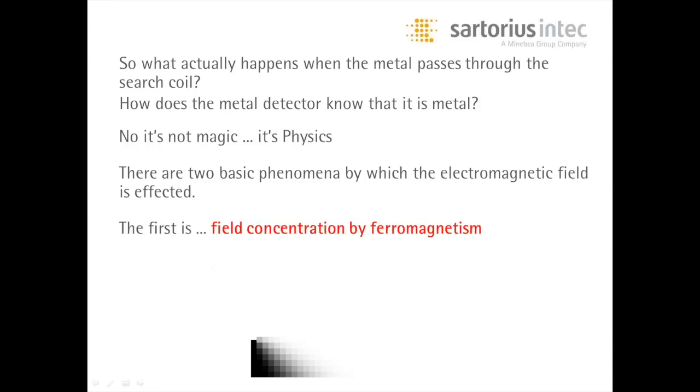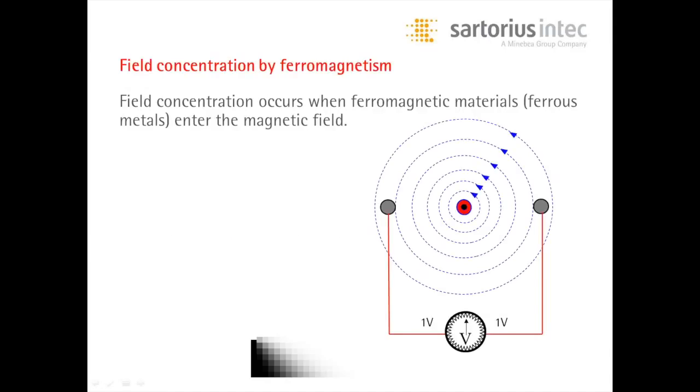The first is called field concentration by ferromagnetism, and the second is called field displacement by eddy current. So we'll take a look at each one of these and explain them a little bit.